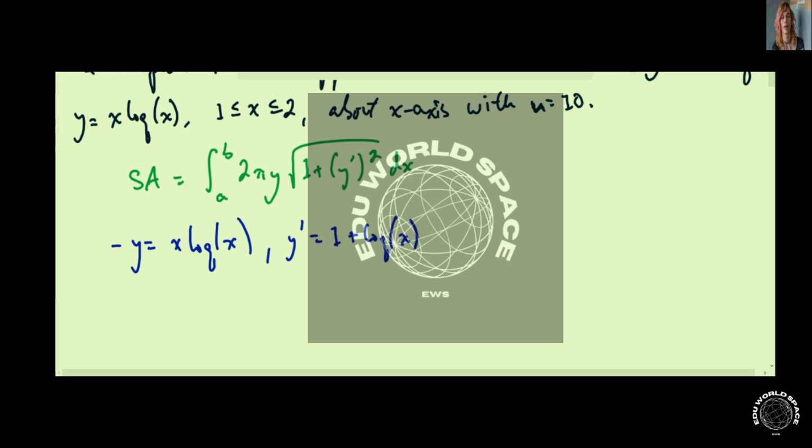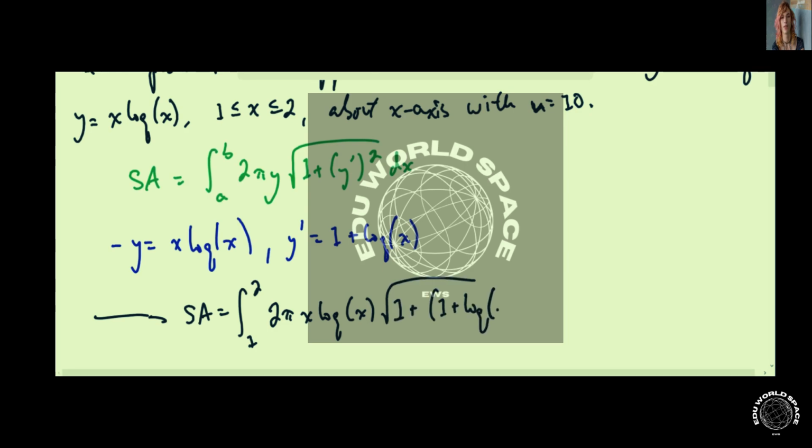Now we can substitute all of this into our integration formula, so that our integral will become the integral from 1 to 2 of 2 pi times y, which is just x times natural log of x, times the square root of 1 plus log x, the whole thing squared.